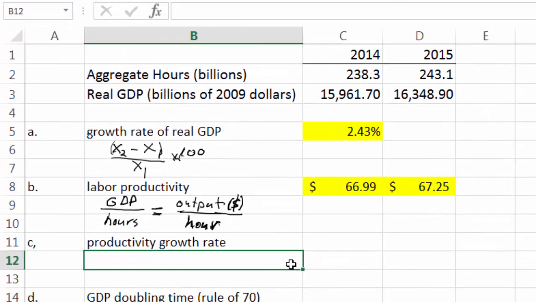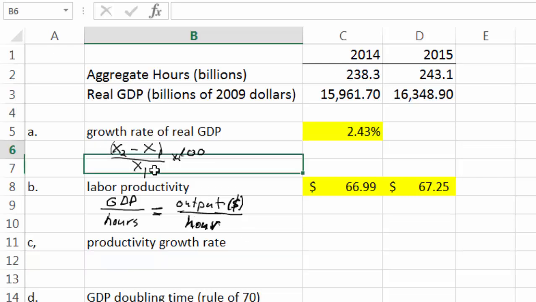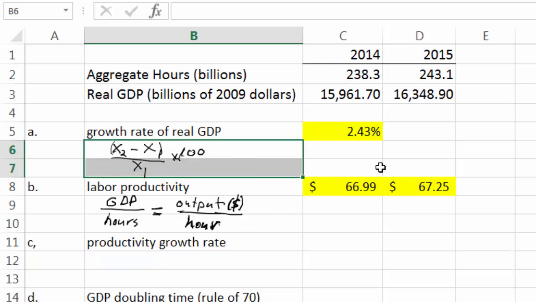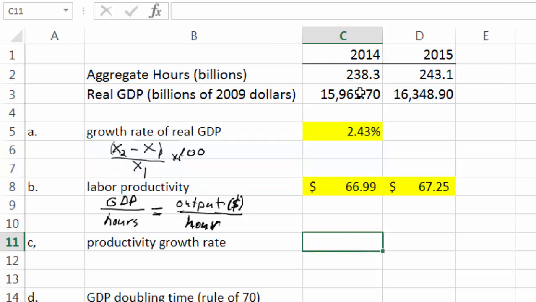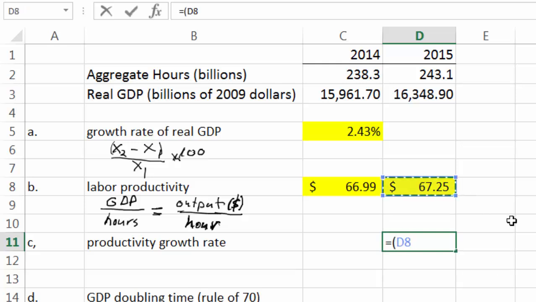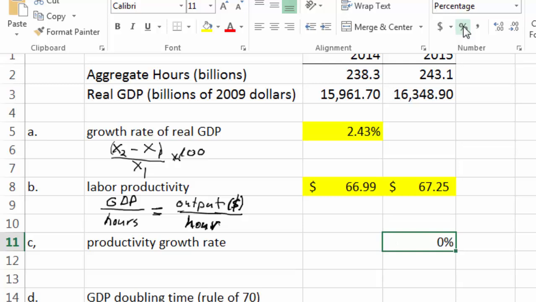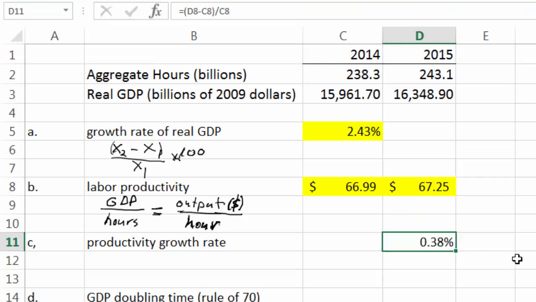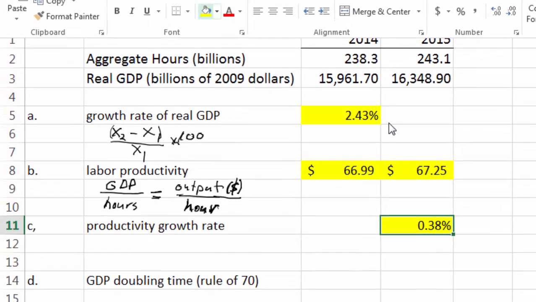Moving on to productivity growth rate. Same growth rate concept here. Now just apply to these two productivity numbers. Of course, we can't do that for 2014 because we would need the previous year, but we can do it for 2015. And that's simply going to be the 2015 productivity number minus the 2014 productivity number, X2 minus X1, divided by the base, which is the 2014 number. And again, we need to tell Excel to format that as a percent, not a dollar value. So we have 0.38%, roughly 0.4% labor productivity growth.